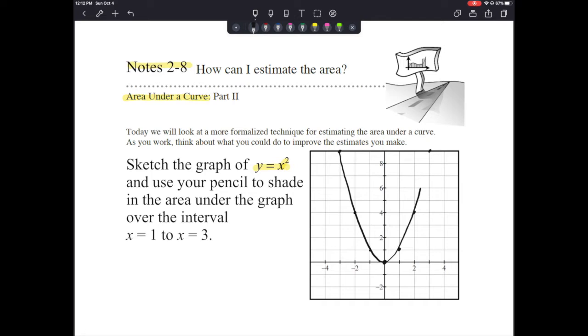And it's telling us that we want to find the area under this curve from the interval 1 to 3. Let's go ahead at 1 and drop in that vertical line, and at 3 drop in that vertical line. What they're asking us to find is the area of this region right here. And this is what we're going to focus on using some different methods over the next couple of slides.